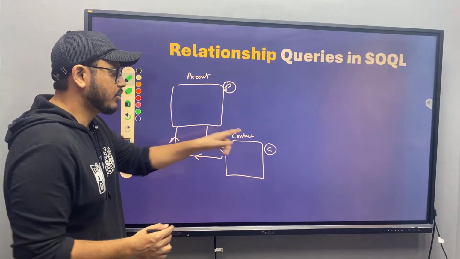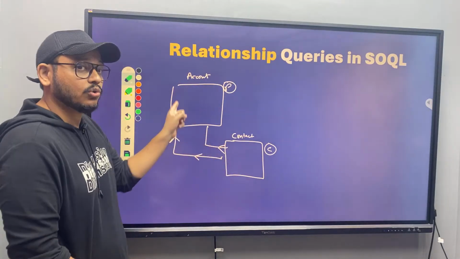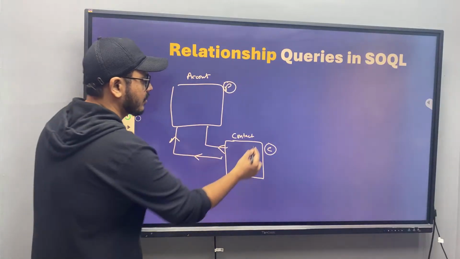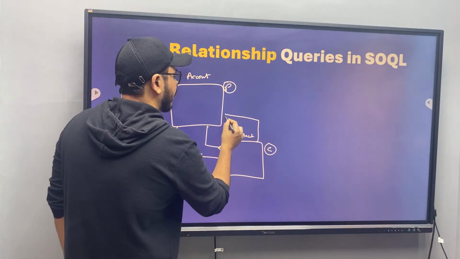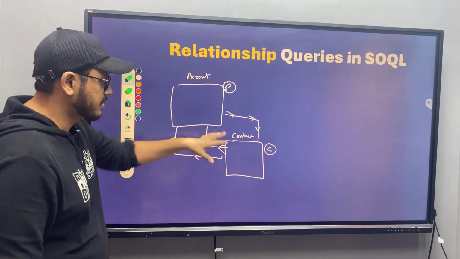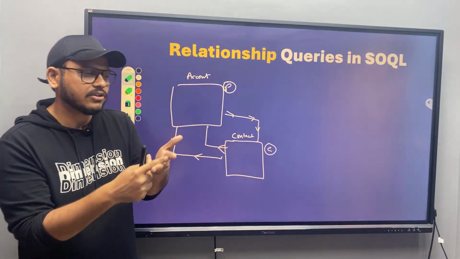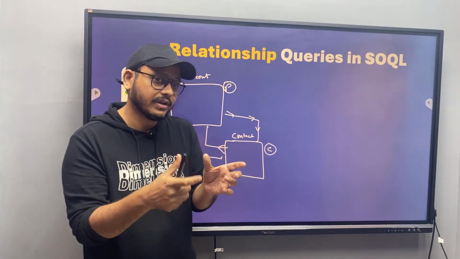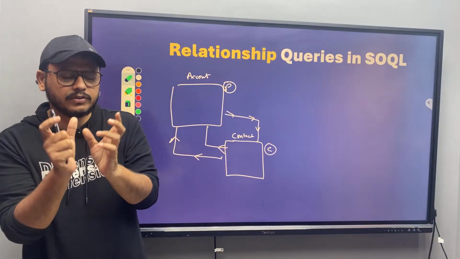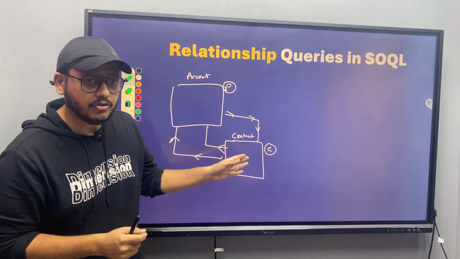Another option can be you're writing a query on the contact object and you want to retrieve the data from the parent in that query. So if I'm writing a query on the contact, but I want to get the data from the parent on this. For example, I want to get a list of contacts and along with the list of contacts, I also want to see the industry of the account with which they are associated. So that can be one case.